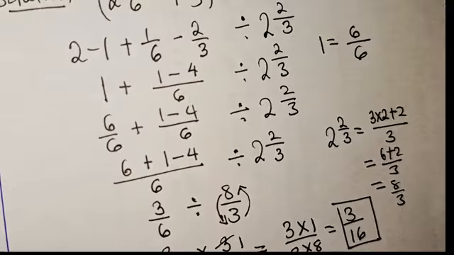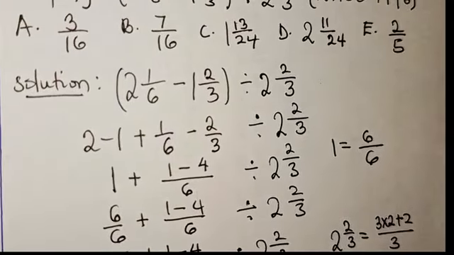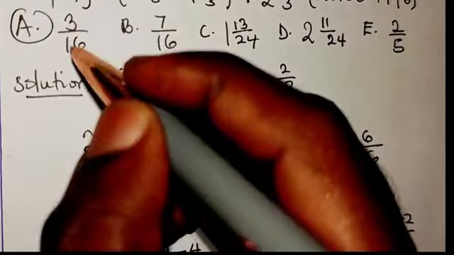So now let's look at our options up there. Do we have 3 over 16? You can see that we have 3 over 16. That is option what?